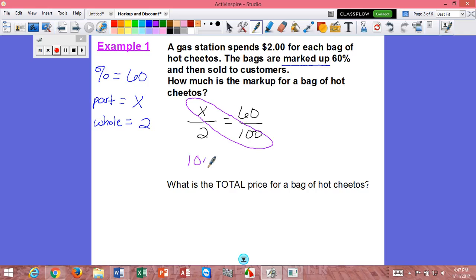100 times x would be 100x. 60 times 2 would be 120. And then I want to divide by 100 on each side. So I'm going to go ahead and set that up over here.